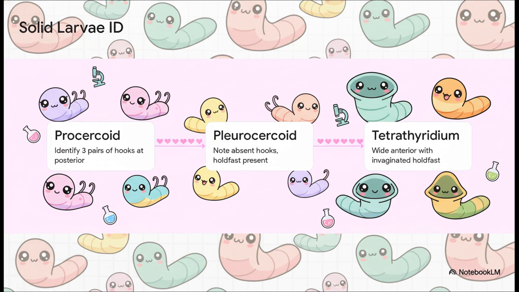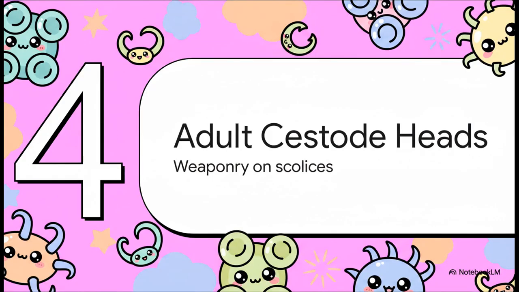Step 3. Look for a worm that's wider at the anterior end with a deeply tucked-in holdfast. If you see that, you're looking at Tetrathyridium. Section 4. Adult cestode heads.